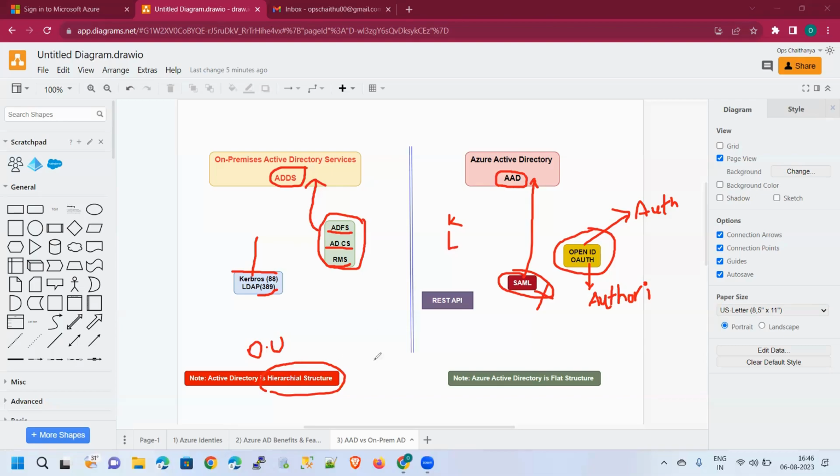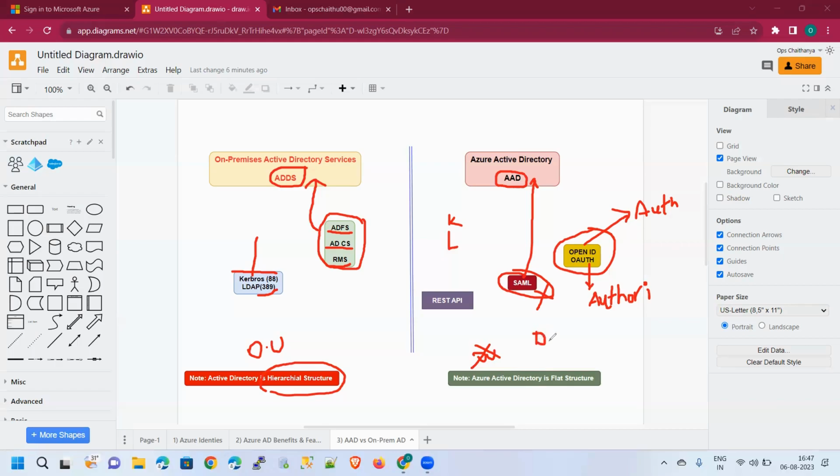When it comes to group policies, and when it comes to Azure Active Directory, it is a flat based structure over here. We don't need any OUs over here. You do not have any organizational unit over here. With this, you cannot go ahead and create group policies as well. But what you can do is, instead of OUs, you can join Windows devices to Azure Active Directory with the help of a feature called domain join.